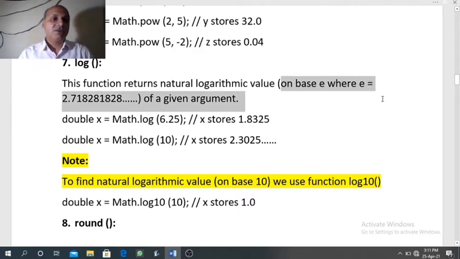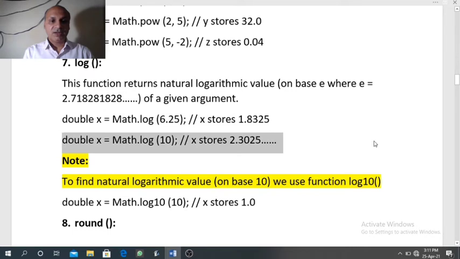Base e, the value of e is 2.718281. It is a non-terminating decimal. In mathematics you have studied log, but that log you have studied on base 10. But this function by default gives the log value of a number on base e. So the example is here.